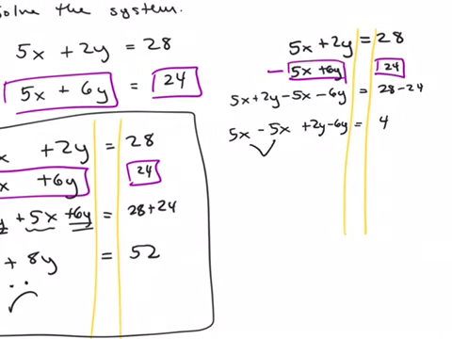And combining like terms, the 5x positive and 5x negative cancel each other out, or they're a zero pair, so they disappear or annihilate each other, and then I get 2y minus 6y, or negative 4y, equals positive 4. So I have eliminated the x variable from this equation, giving me a one-variable equation that I can now solve.